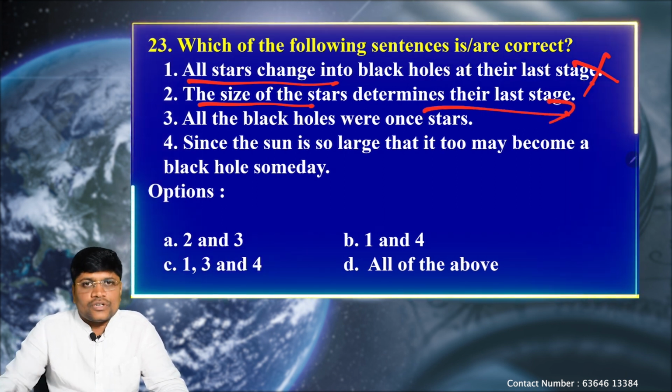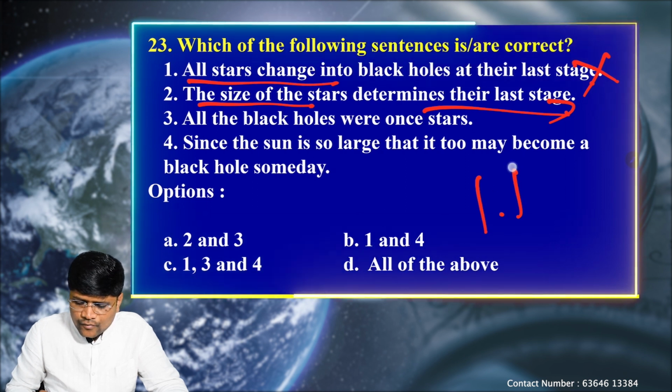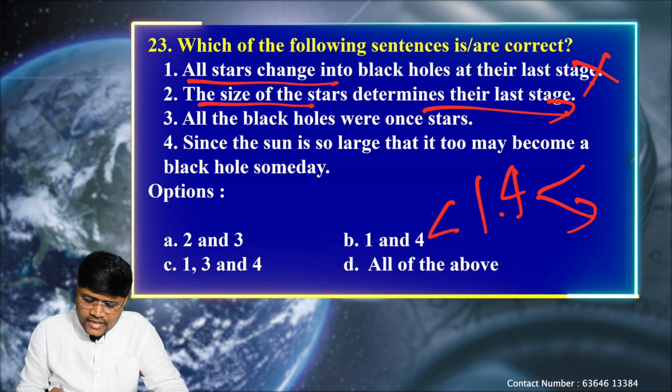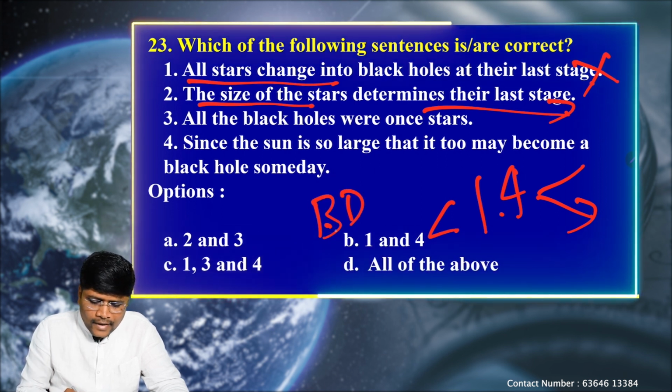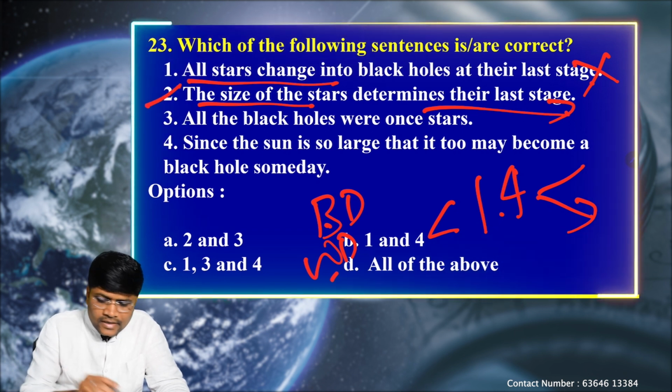Certainly it is a true statement, because the stars with more than 1.4 times the mass of the sun will end up as a neutron star or a black hole. Less than this, they will end up as a black dwarf or a white dwarf. So this statement is correct.